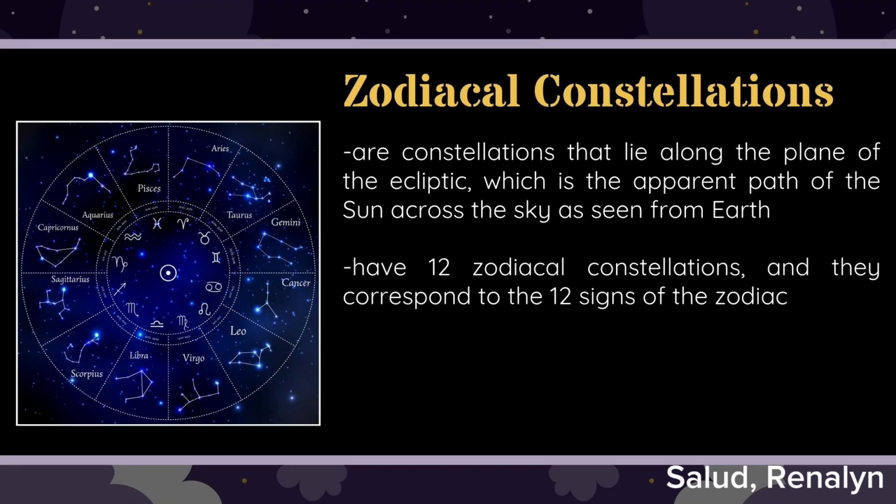Okay, so next we have the zodiacal constellations. These are constellations that lie along the plane of the ecliptic, which is the apparent path of the sun across the sky as seen from Earth. There are 12 zodiacal constellations, and they correspond to the 12 signs of the zodiac. In astronomy, the zodiac is the band of the sky along which the paths of the sun, the moon, and the planets appear to move. So what are these 12 zodiacal constellations? Let's find out.